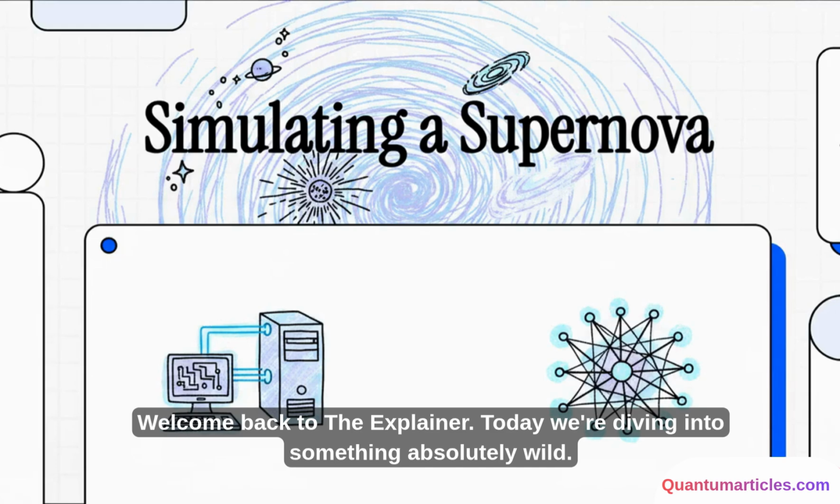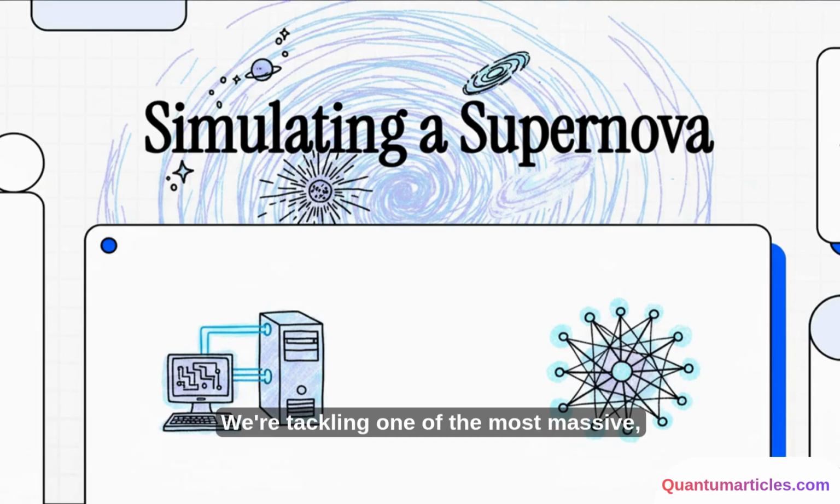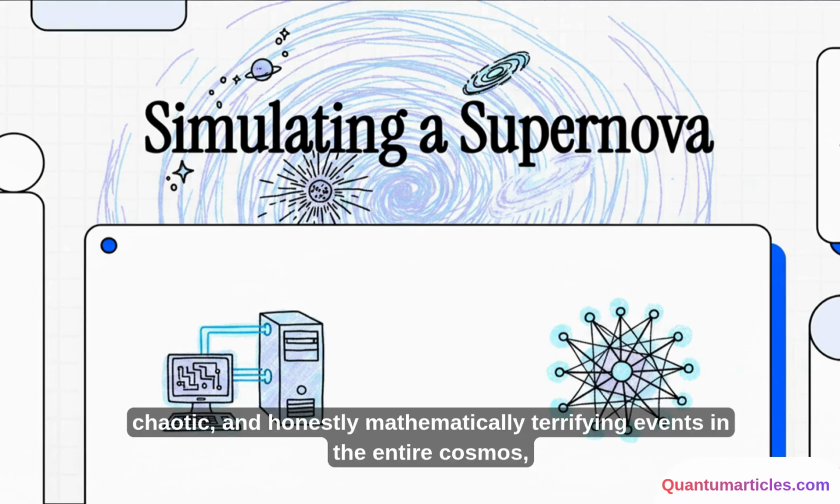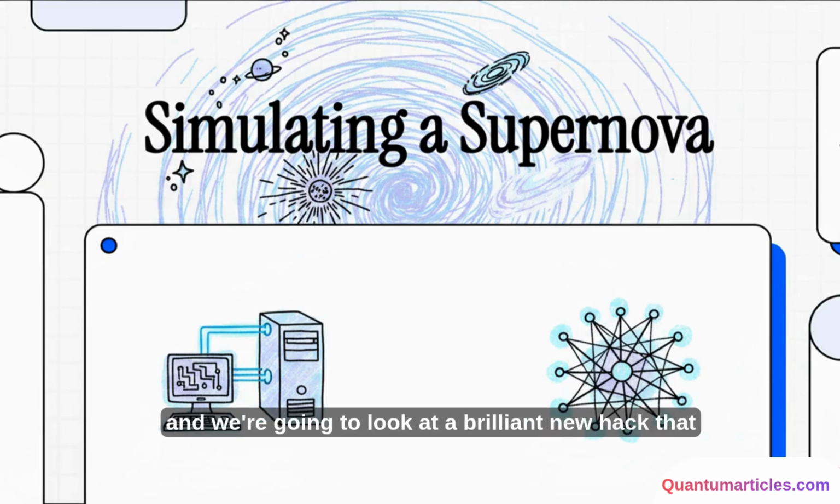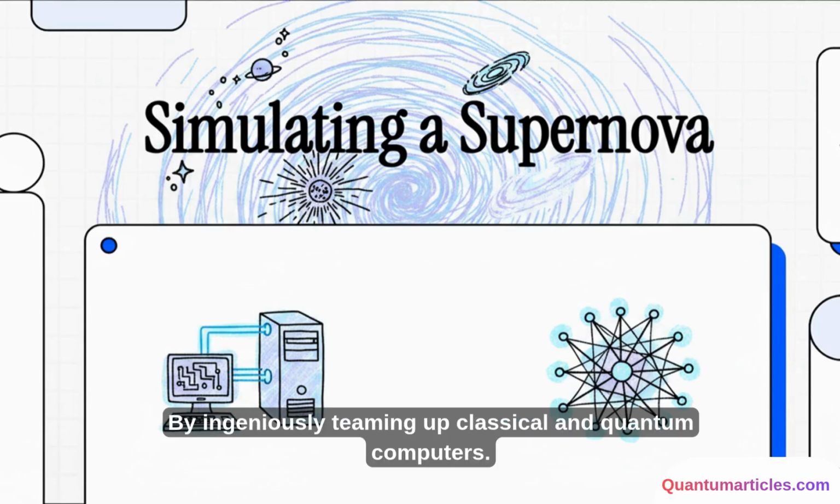Today we're diving into something absolutely wild. We're tackling one of the most massive, chaotic, and honestly, mathematically terrifying events in the entire cosmos, and we're going to look at a brilliant new hack that actually solves a massive astrophysics puzzle. How? By ingeniously teaming up classical and quantum computers.